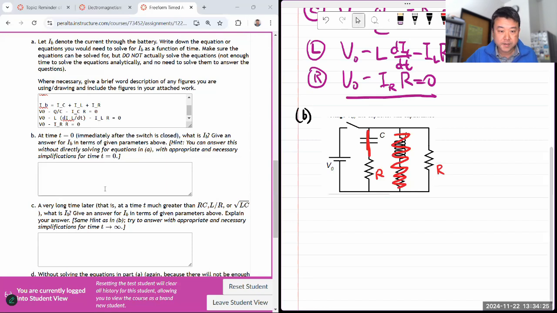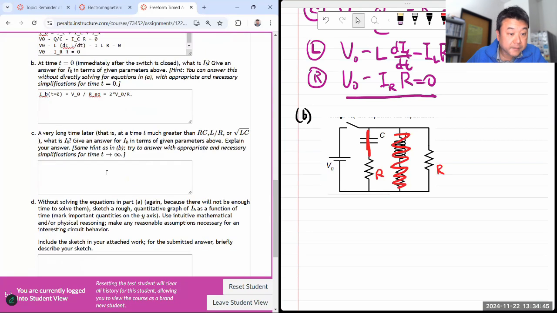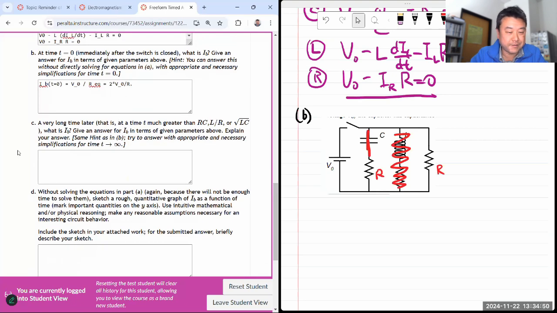I guess my I_B at t equals 0 is simply the voltage V naught divided by the equivalent resistance, which should be half of the R from adding the two identical resistors in parallel. So it should be 2 times V naught divided by R. A very long time after, that is at a time greater than all those time constants or the oscillation frequency, what is I_B? So it's a different kind of thing.